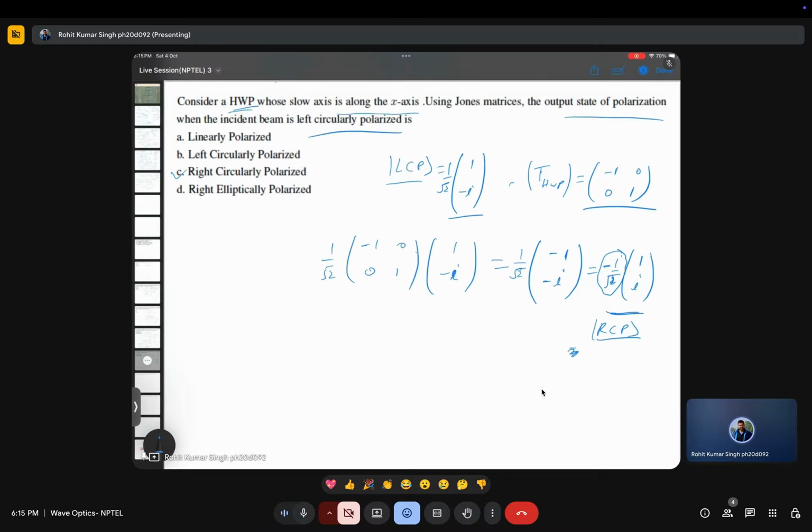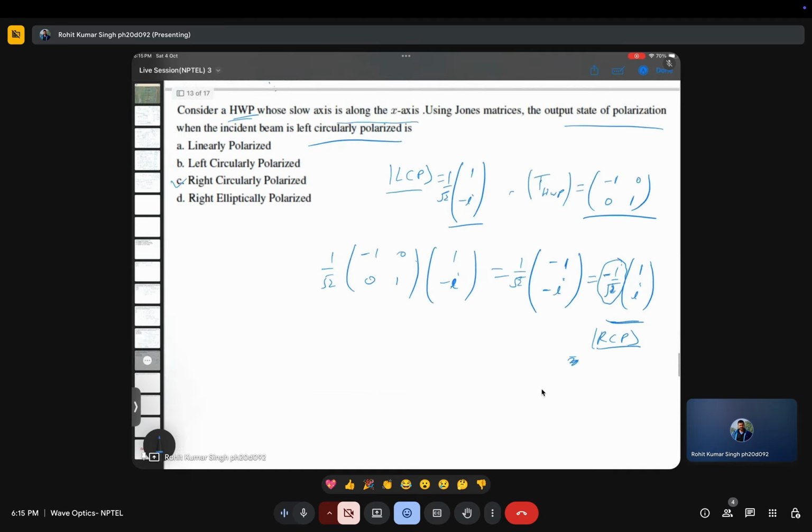So all these things you can do using this electric field analysis also. Like you write an electric field for left circularly and right circularly polarized light, and you will see that by introducing a phase shift of pi, the left circularly polarized light will become right circularly polarized light. But with the Jones matrix it is very straightforward to see, right? You have to just do a simple matrix multiplication.